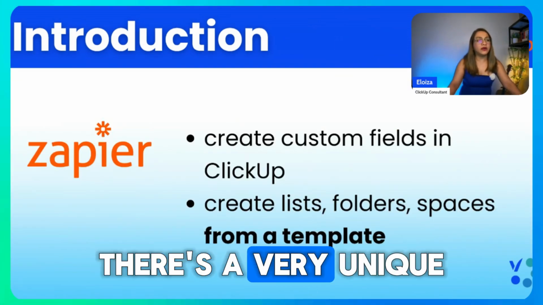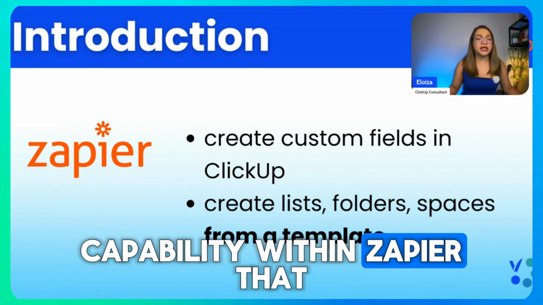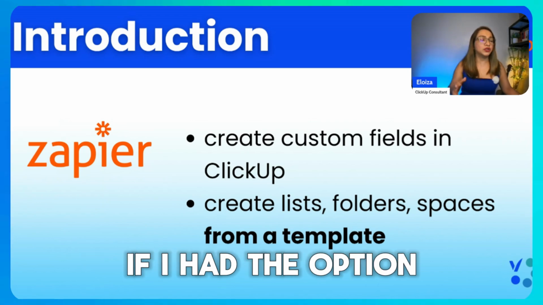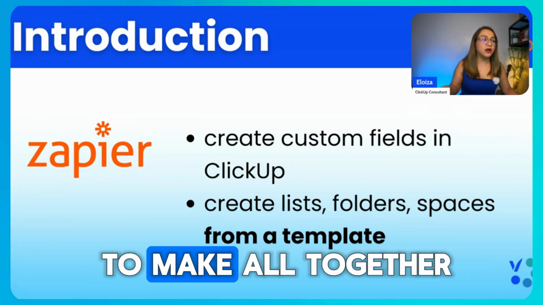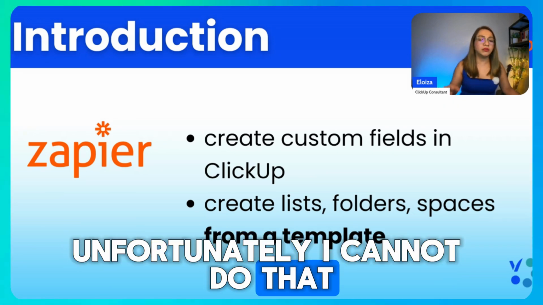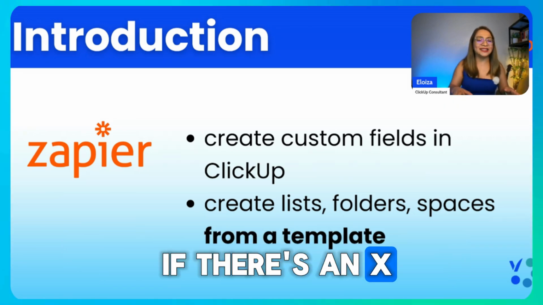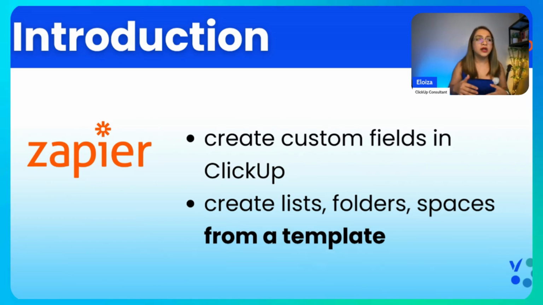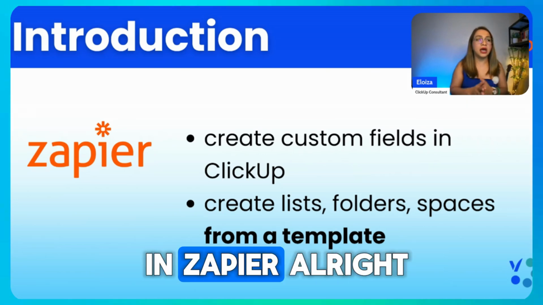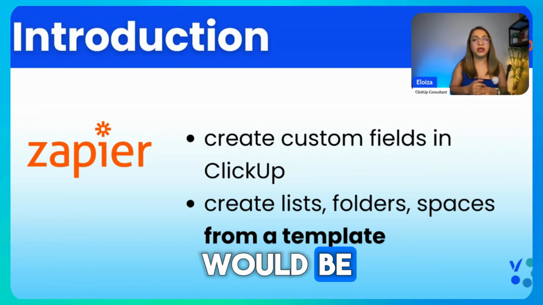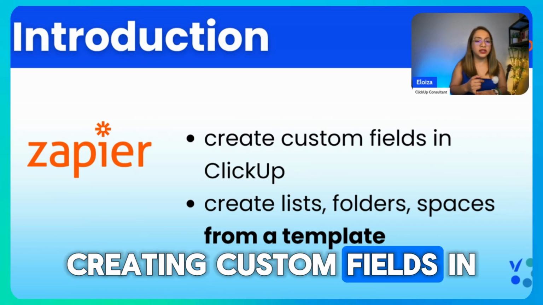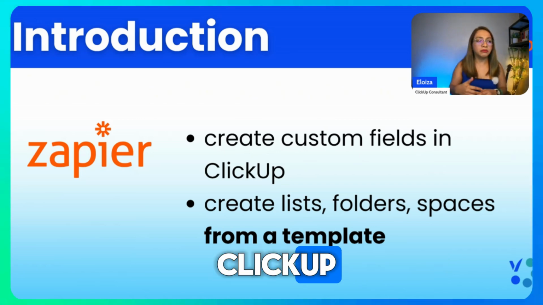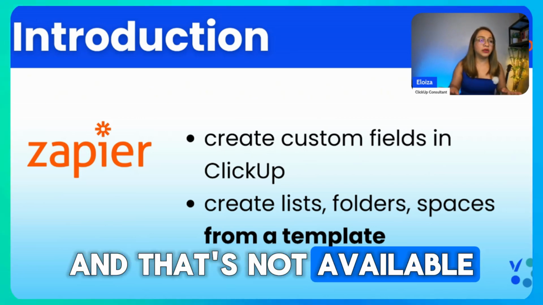Now, there's a very unique capability within Zapier that's the reason why I still have it. If I had the option, I would actually stick to Make altogether. Unfortunately, I cannot do that because I'm not sure if there's an exclusive deal with Zapier and ClickUp because there are certain actions that are only found in Zapier. All right. And one of them would be creating custom fields in ClickUp or even updating like the drop down in ClickUp. And that's not available in make.com.